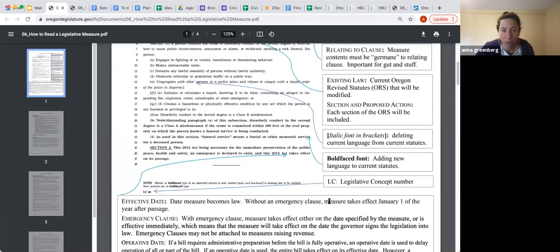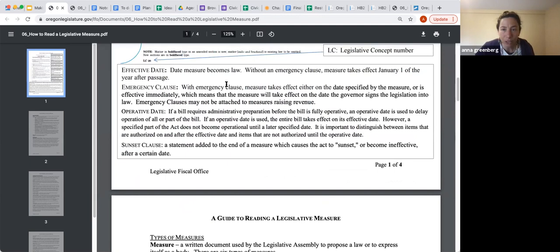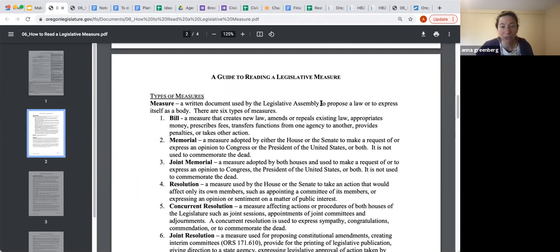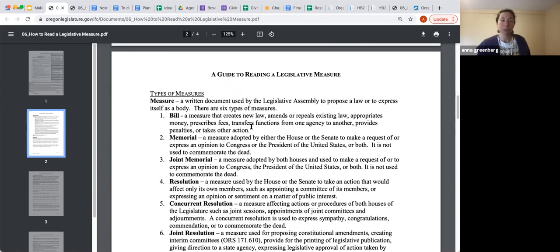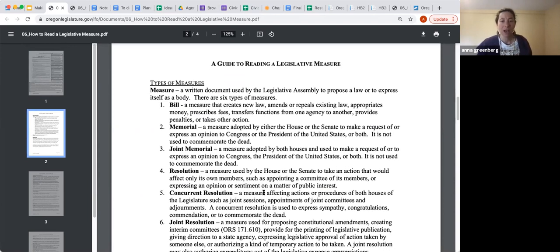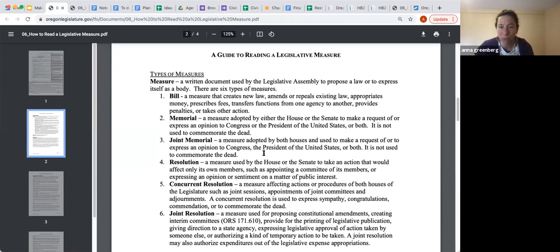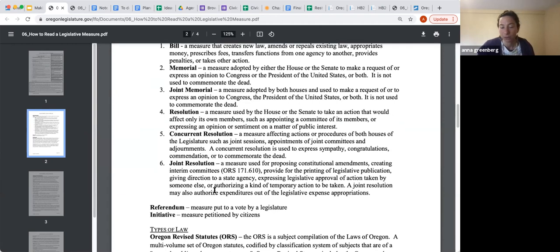Then scrolling down, there are also a lot of definitions: the LC, legislative concept number, effective date, emergency clause, sunset clause. And this is really helpful too: the different types of measures, because we have bills and memorials and resolutions and joint resolutions, and they can get confusing because there are so many different kinds. I think just having this document at the ready will really help make sure that when you're going through your bill document or whatever the legislative piece is, you can really understand it.